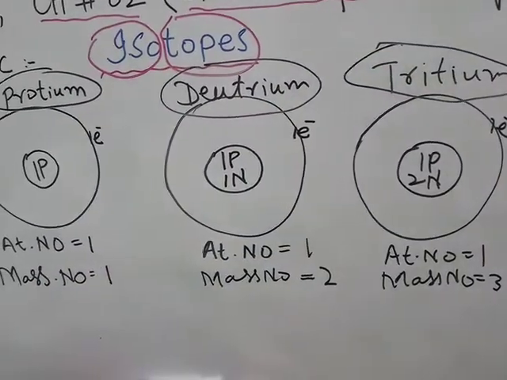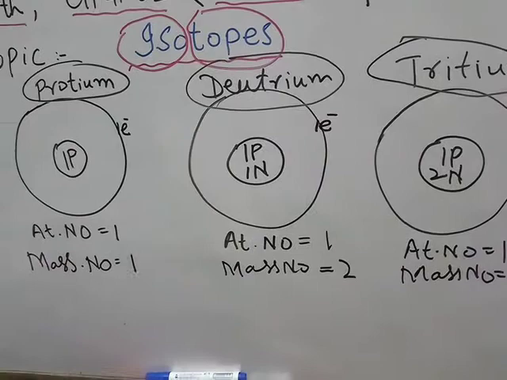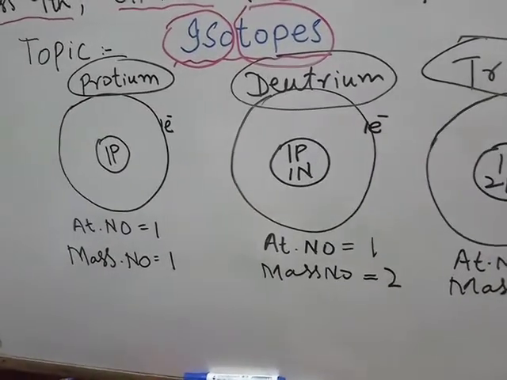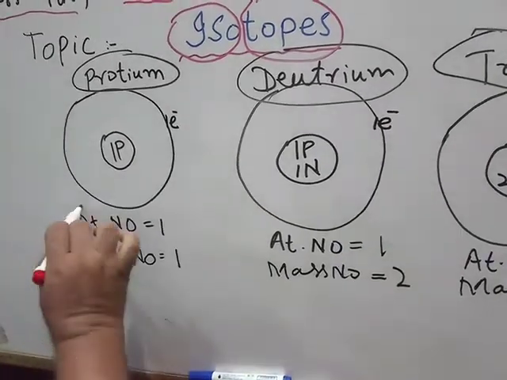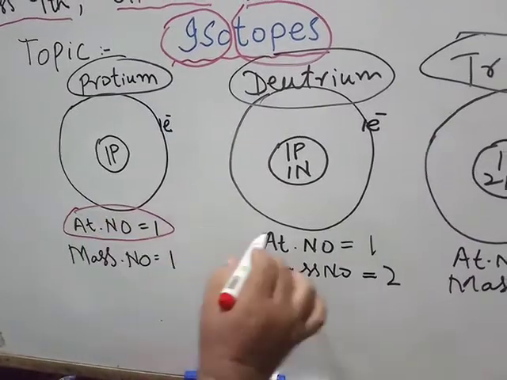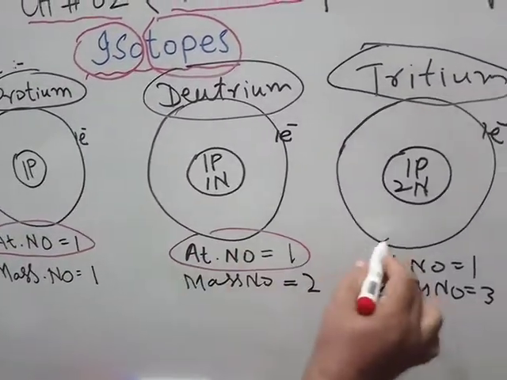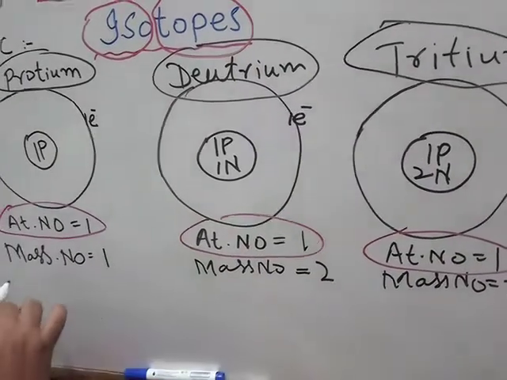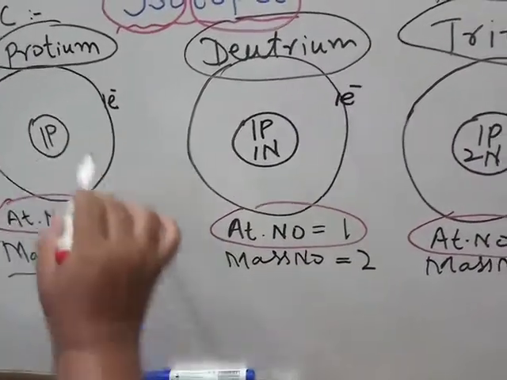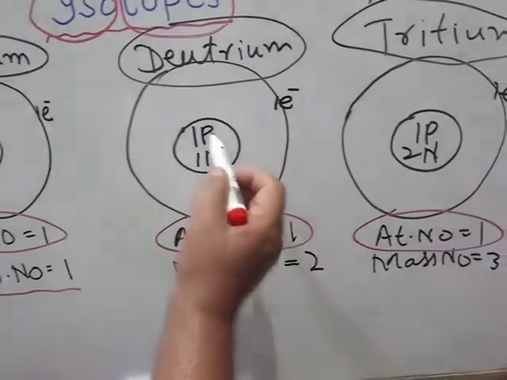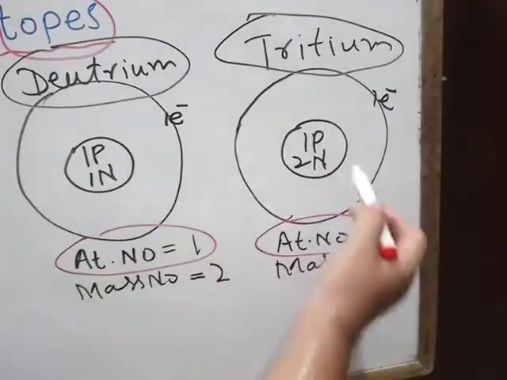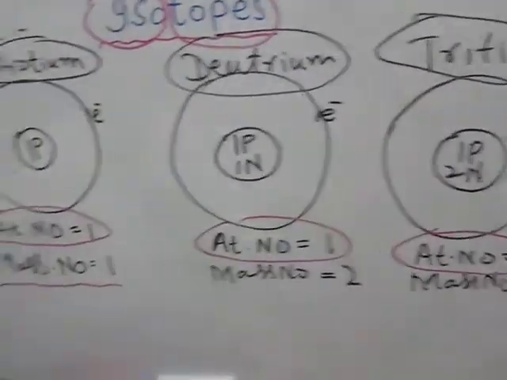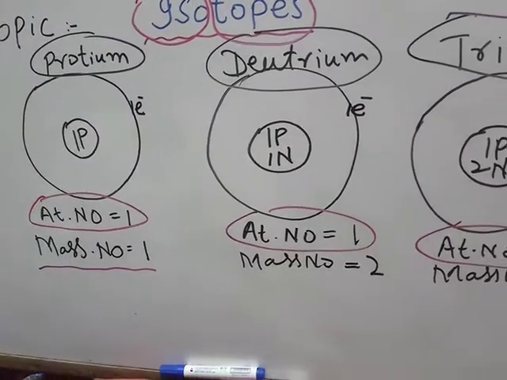Which thing is common? Look, they have the same atomic number. All the three isotopes have atomic number 1, atomic number 1, atomic number 1. Look at the mass number. The mass number is 1 for protium, 2 for deuterium and 3 for tritium. So I have defined the isotopes.